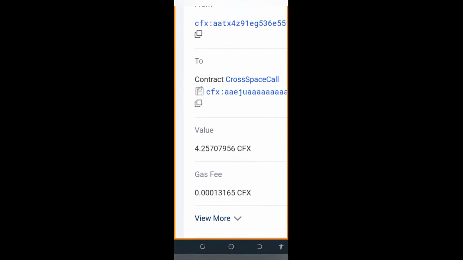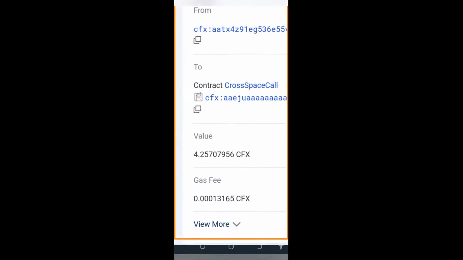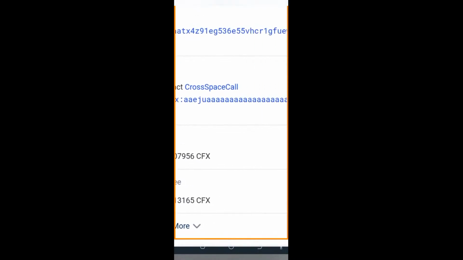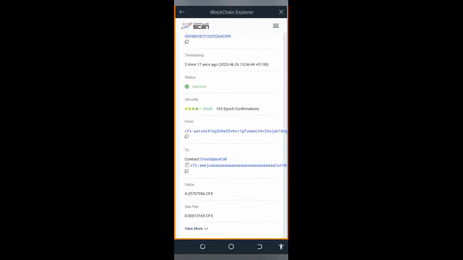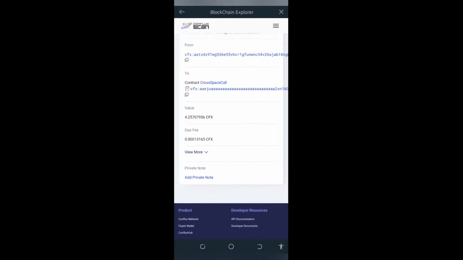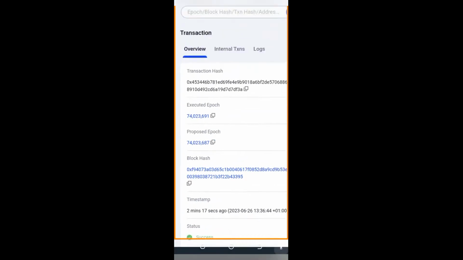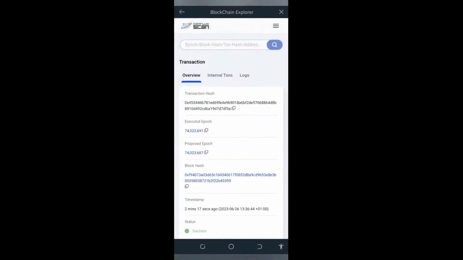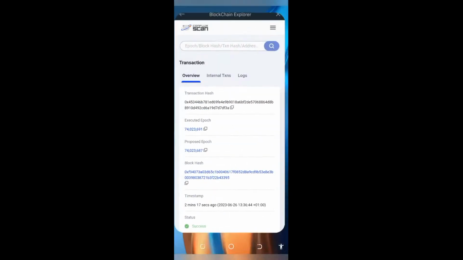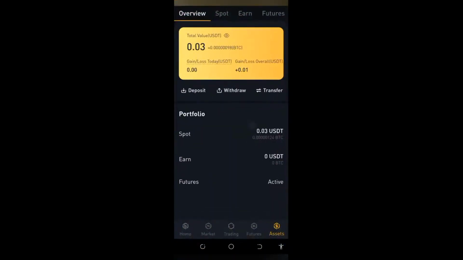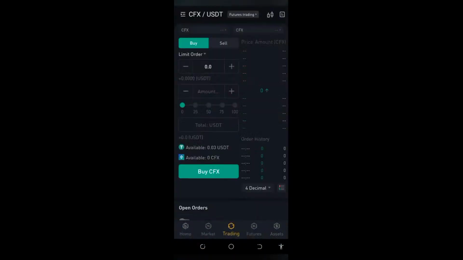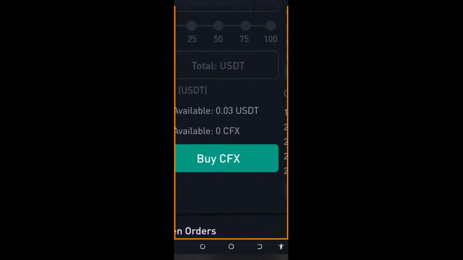You can see everything is here. All right. So we can see that it's 4.257 CFX. Because don't forget, it has to take its own trading fee. Everything is here. Okay, so it's telling me that it's success. We just have to wait a bit, to see when it will land in Bybit. Right now, it's still here. It's not yet here. Still 3 cents.